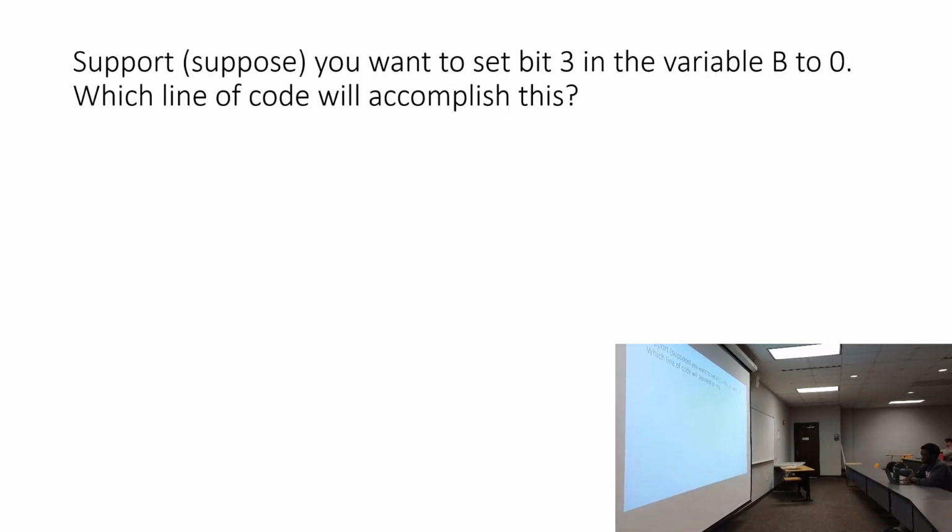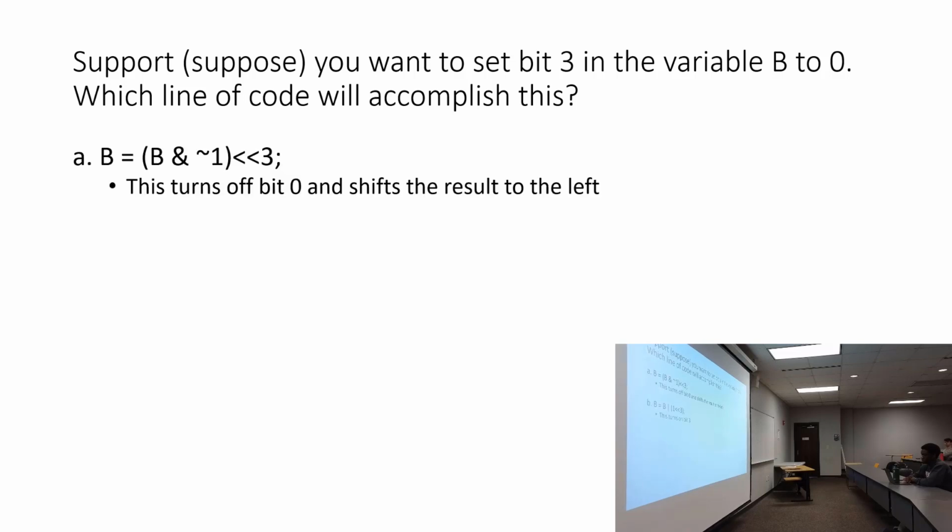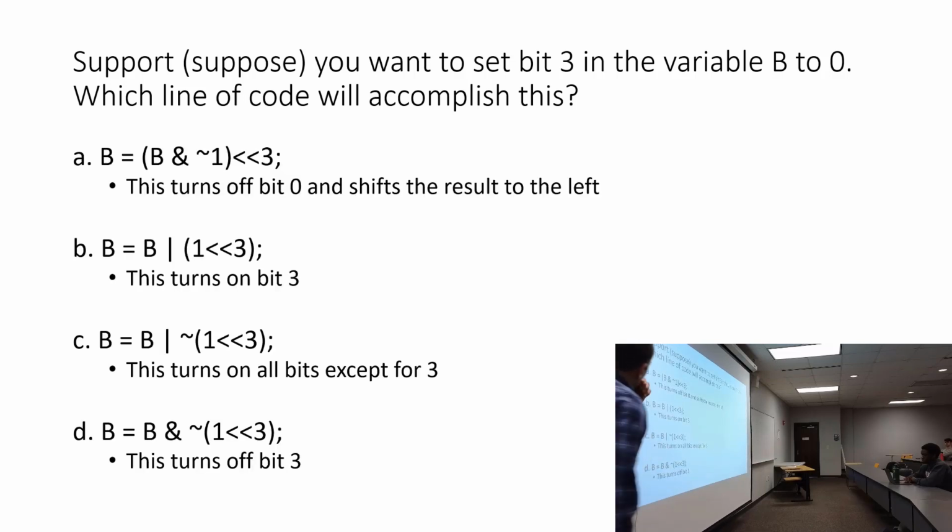Okay, suppose you want to set bit 3. I guess I had a typo there. You want to set bit 3 in the variable b to 0. Which line of code will accomplish this? And there were some options there.